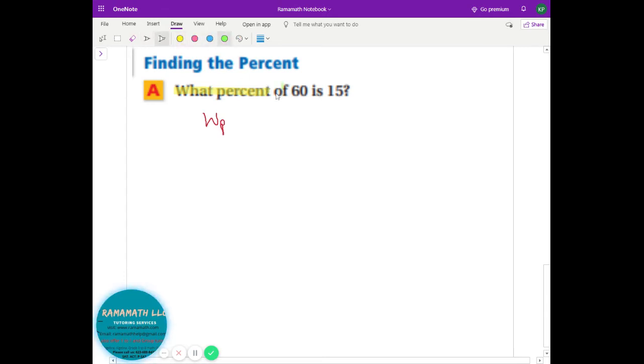So "of" means multiplication. Remember that. And then "is" means equal. 60 is... "is" means equal, is 15. So that's what you need to set up. So what percent times 60 equals 15?